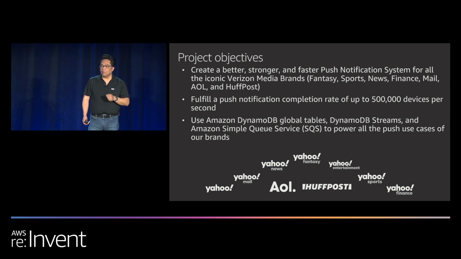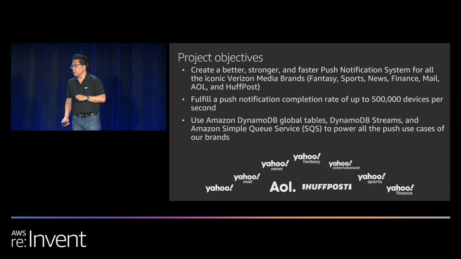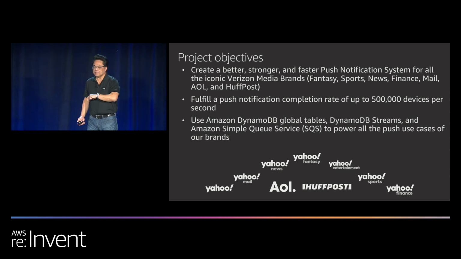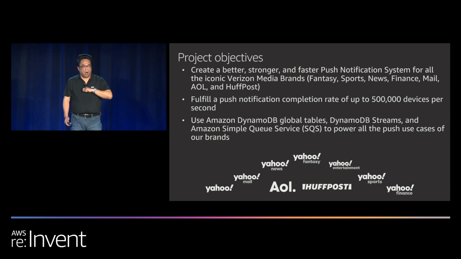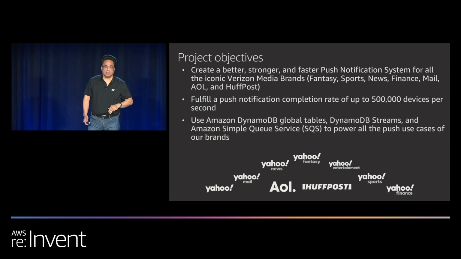Faster. We have a goal of 27 million devices in 3 minutes or less. We need to complete the 27 million push notifications in that time. So all of these better, stronger, faster applies to each of these brands that you know and love, hopefully, and make it your daily habit. Each of these brands are expecting the better, stronger, faster.